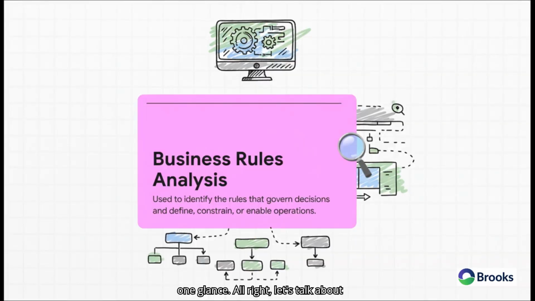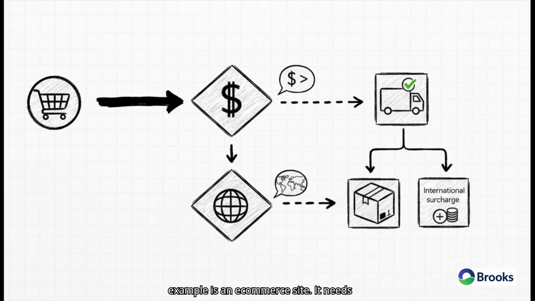All right, let's talk about business rules analysis. These are the unwritten, and sometimes written, rules that run your company. They're all the little if-this-then-that decisions that happen every single day, governing everything from discounts to delivery. A perfect example is an e-commerce site. It needs clear rules, right? If the order is over $50, then shipping is free. If the package is going international, add a $15 fee. You have to define these explicitly because these rules are what allow your systems to make smart, consistent decisions automatically.